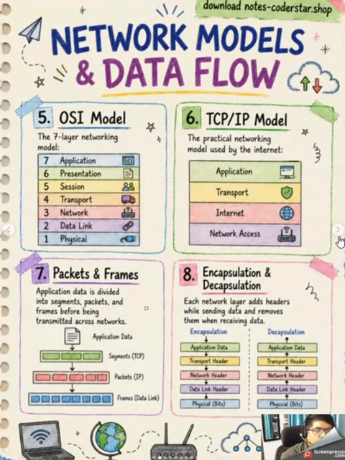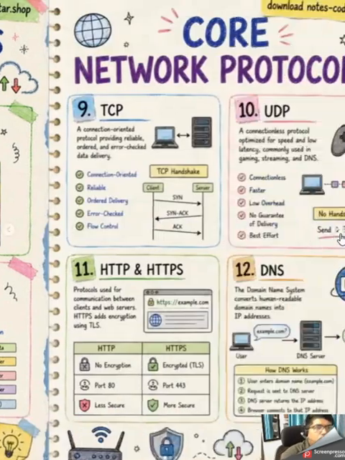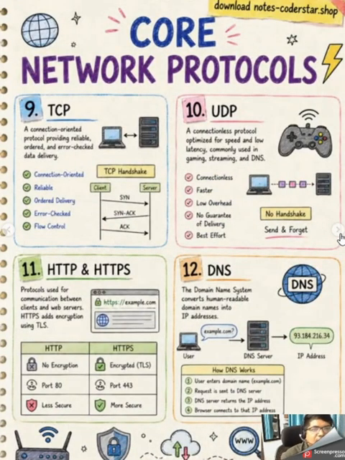And what is encapsulation and decapsulation? Each network layer adds headers while sending the data and removes them when the data is received. And we have TCP. It's a connection-oriented protocol providing reliable, ordered, and error-checked data delivery. We have UDP. It's a connectionless protocol optimized for speed and low latency, commonly used in gaming, streaming, and DNS.